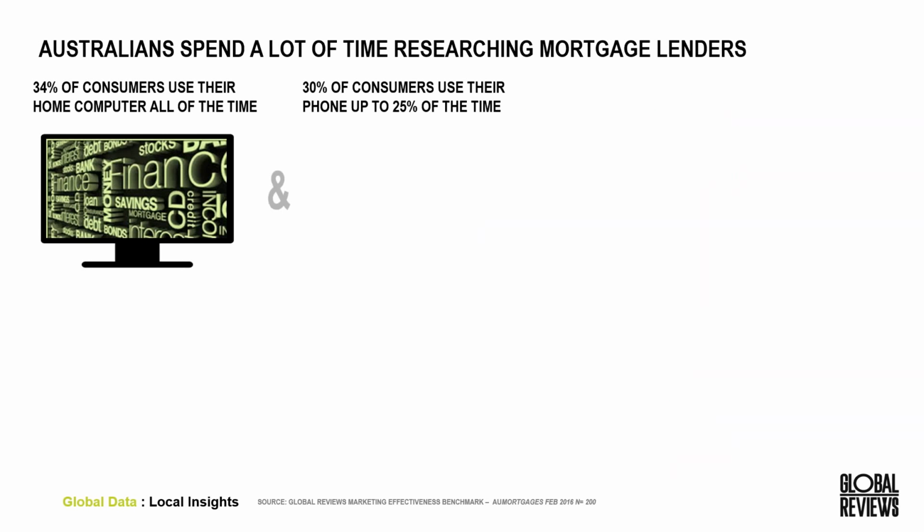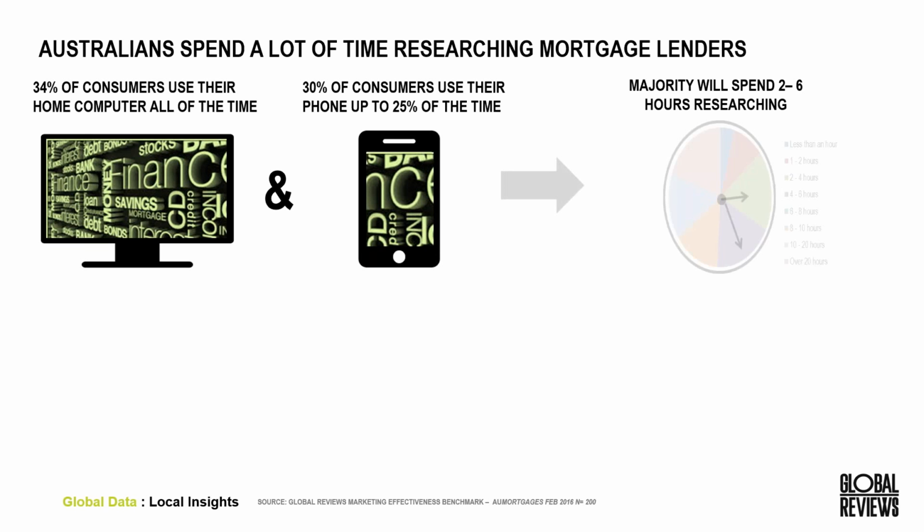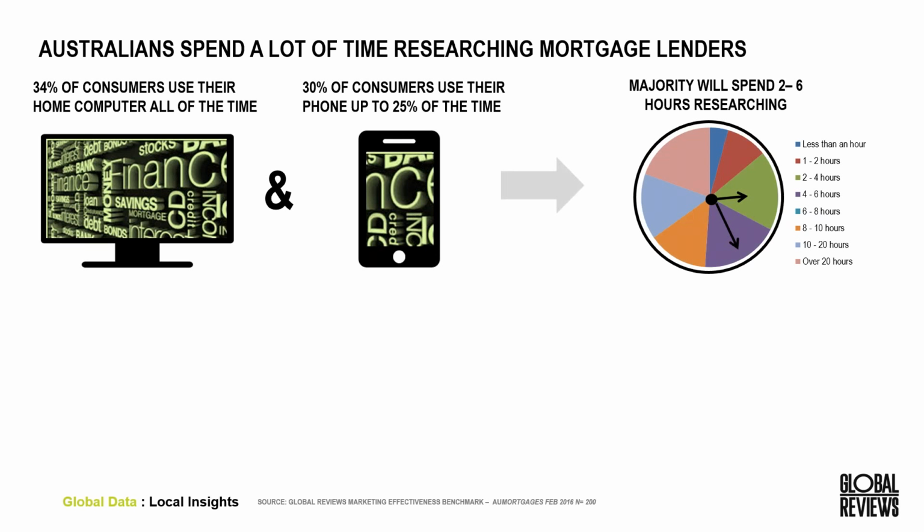So Australians spend a lot of time researching mortgage lenders. We can see that 34% of consumers use their home computer for all of the time they search on mortgages. Again, 30% of consumers use their phone up to 25% of the time. We can also assume that this is for quicker information where they may have already started their search on desktop.